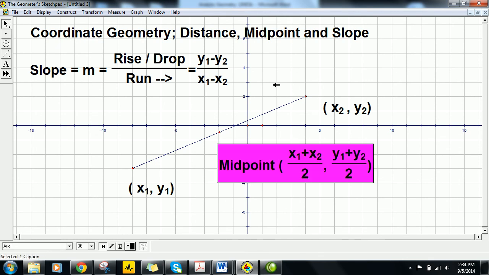I'm going to take the two x values, find their average. That will be the x value of the coordinate of the midpoint. Then take the two y values, find their average. That's the y value of the coordinate of the midpoint. Okay.